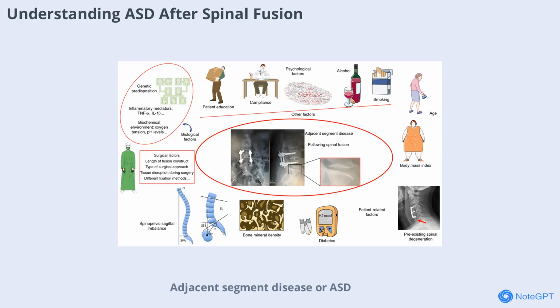Adjacent segment disease, or ASD, is a significant complication that can arise after spinal fusion surgery. This condition involves the degeneration of spinal segments next to the fused area, leading to symptoms such as pain, neurological issues, and sometimes the need for further surgeries. As spinal fusion procedures become more common worldwide, understanding ASD is increasingly important for both patients and healthcare providers.